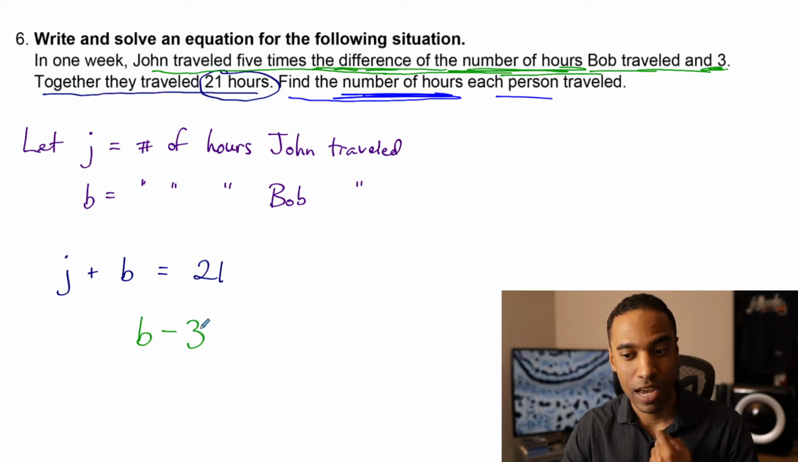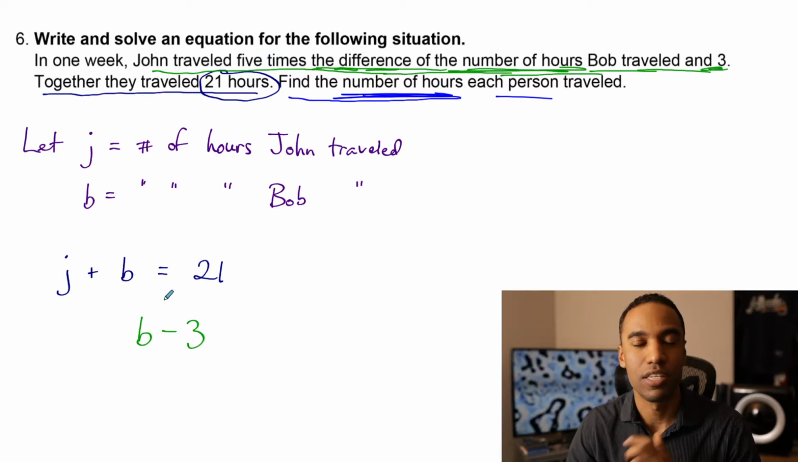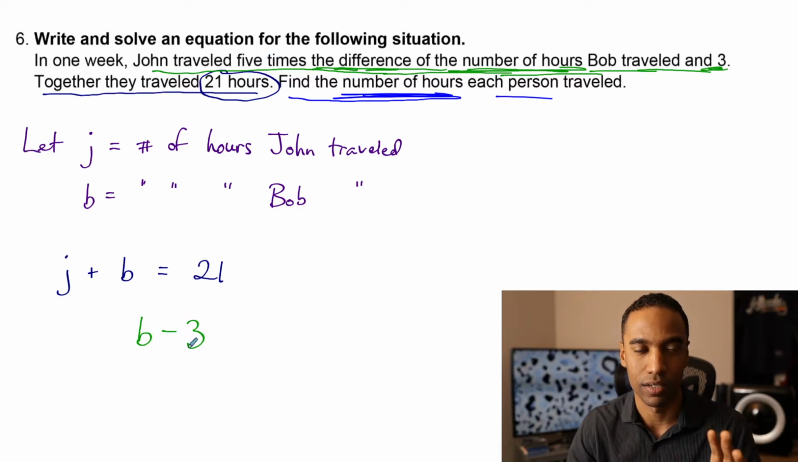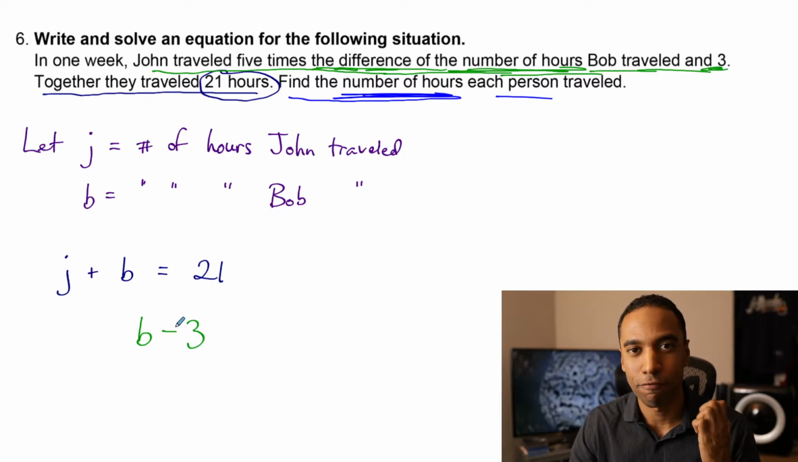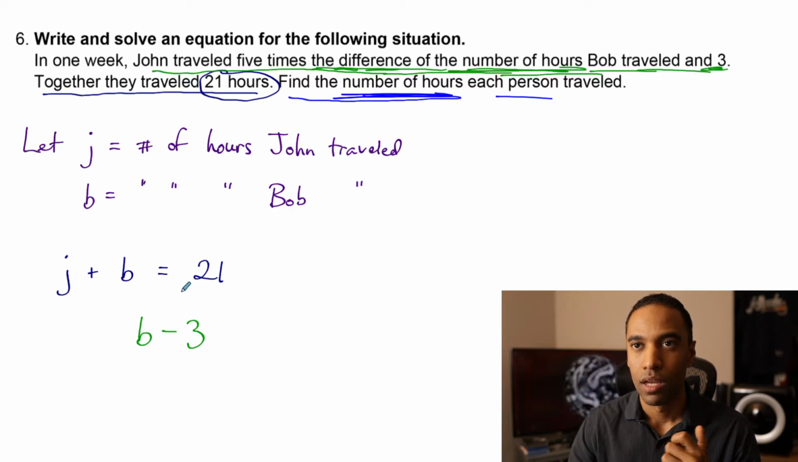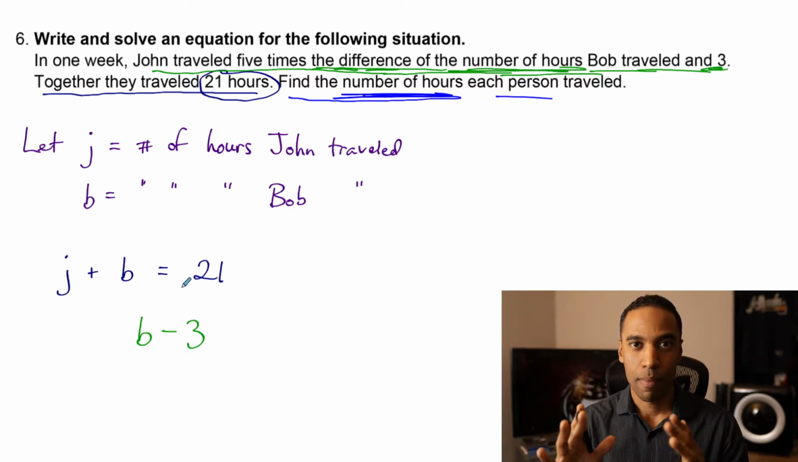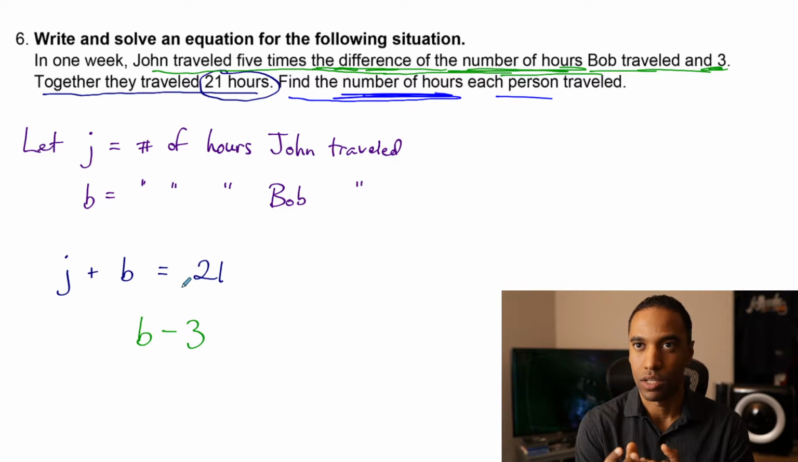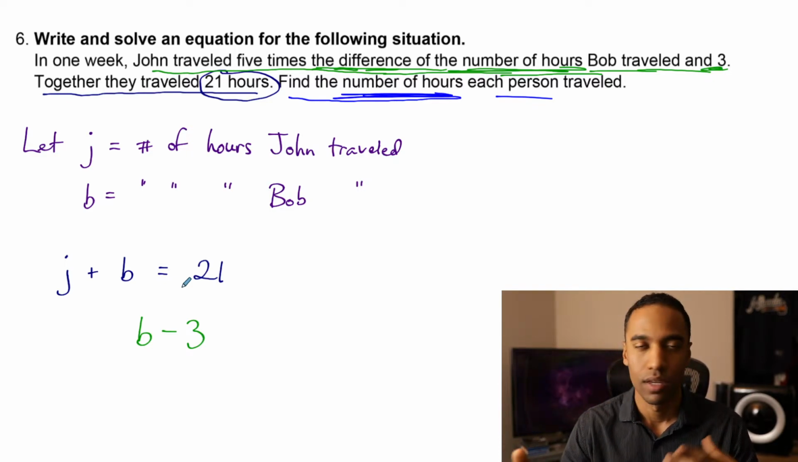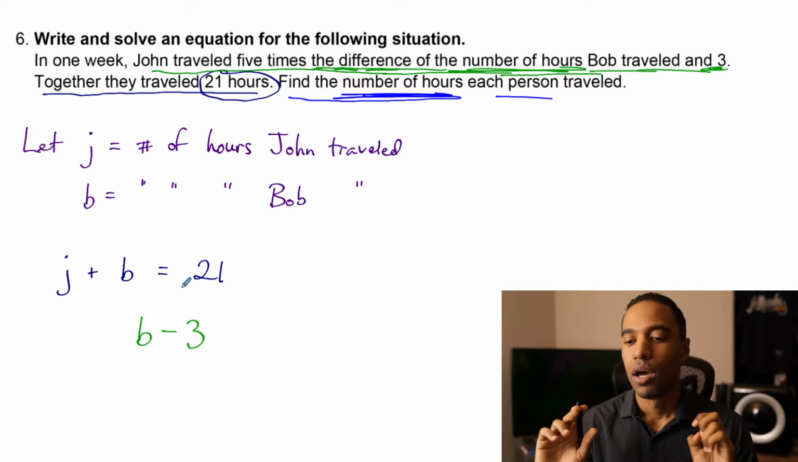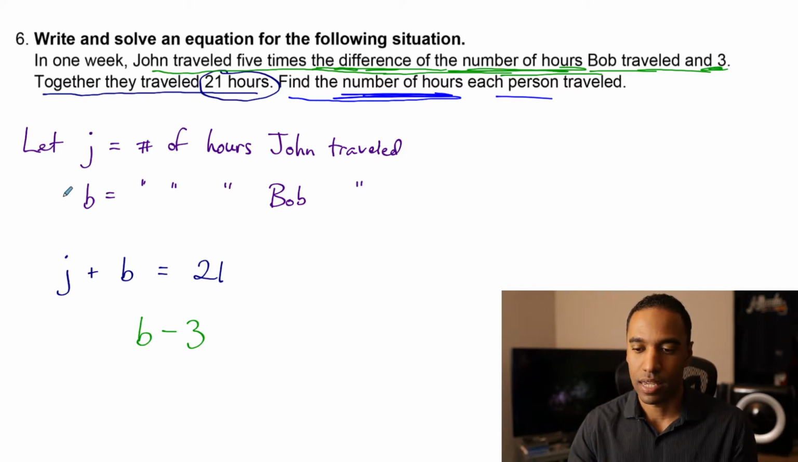John traveled 5 times this difference right here. B minus 3, let's get 5 times that amount. What's 5 times the amount of the difference between 5 and 3? You do 5 minus 3, which is 2, and then you multiply it by 5. That's 10, which doesn't matter. How do I write 5 times right here? Do I just write 5 times the difference of Bob and 3?